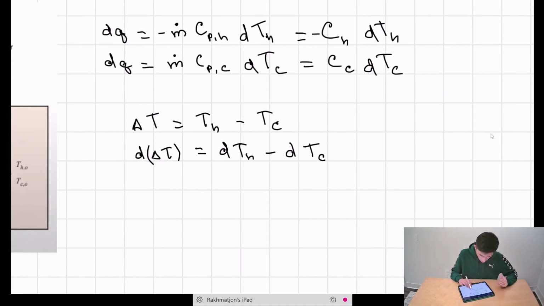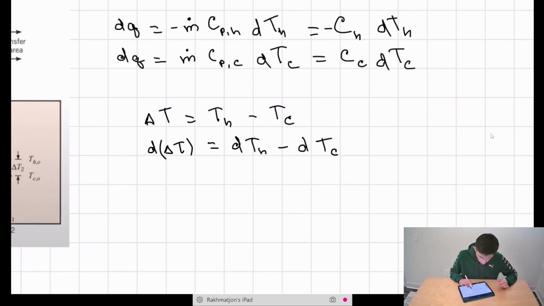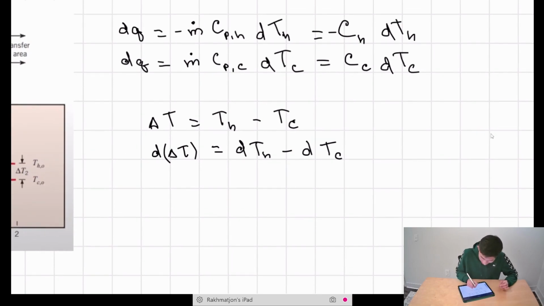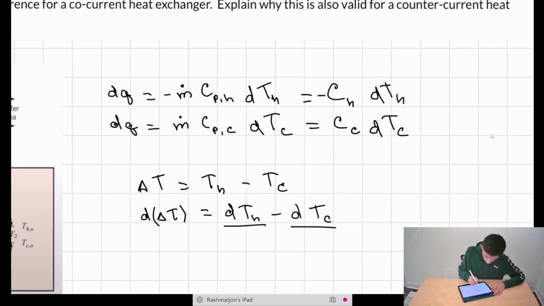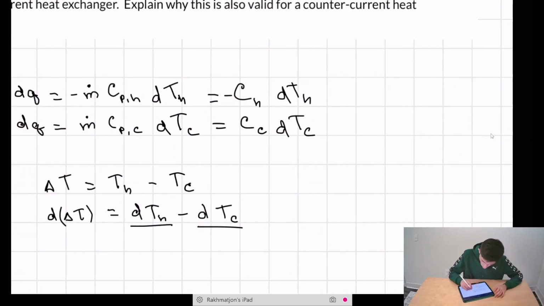So what we can do here now is replace the dTh and dTc using, okay, if we consider this equation, we know that it's going to be equal to dq, right?